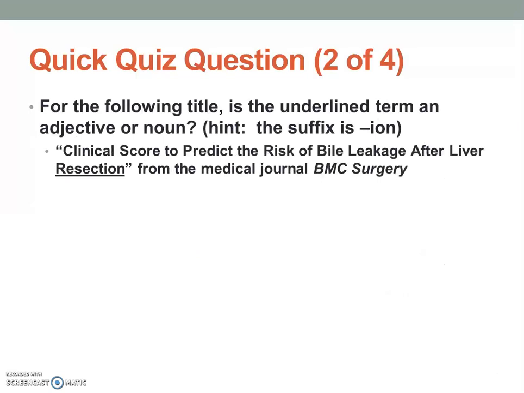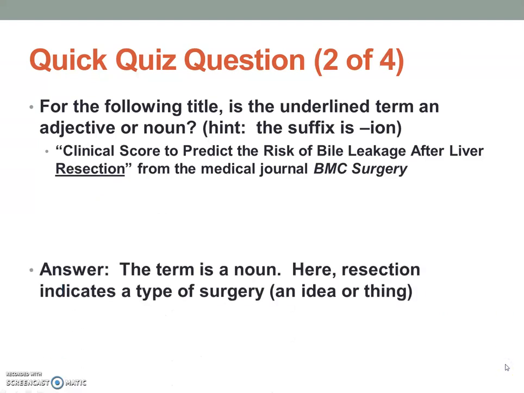For the following title, is the underlined term an adjective or noun? Hint, the suffix is ion. Clinical score to predict the risk of bile leakage after liver resection, from the medical journal BMC Surgery. Is this an adjective or a noun? The term is a noun. Here, resection indicates a type of surgery, an idea or thing.